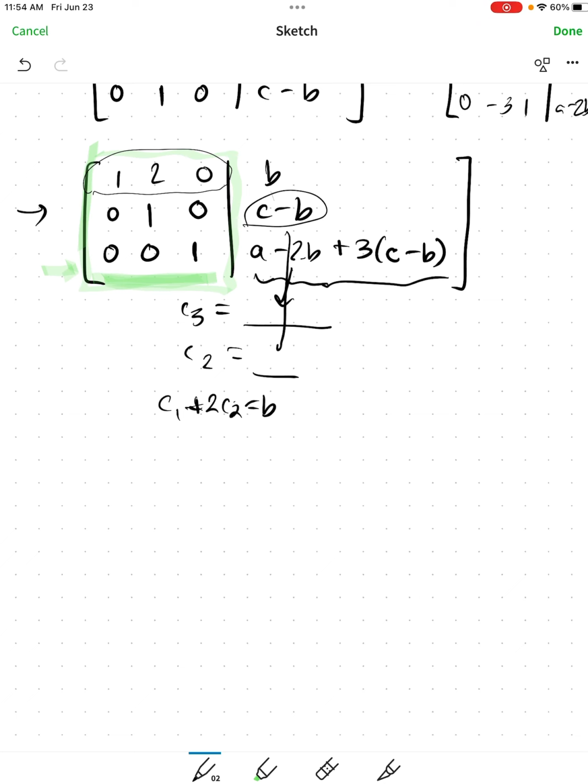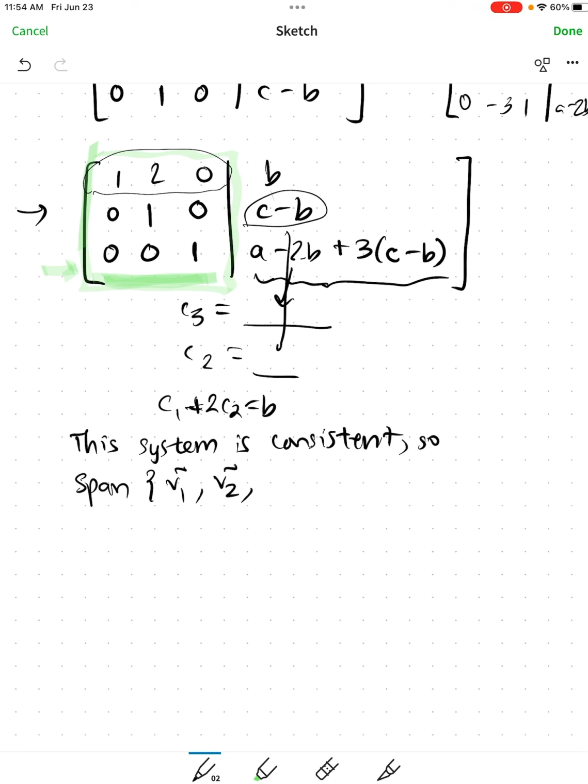So that shows the system is consistent. So the span of V1, V2, V3 is equal to R3.